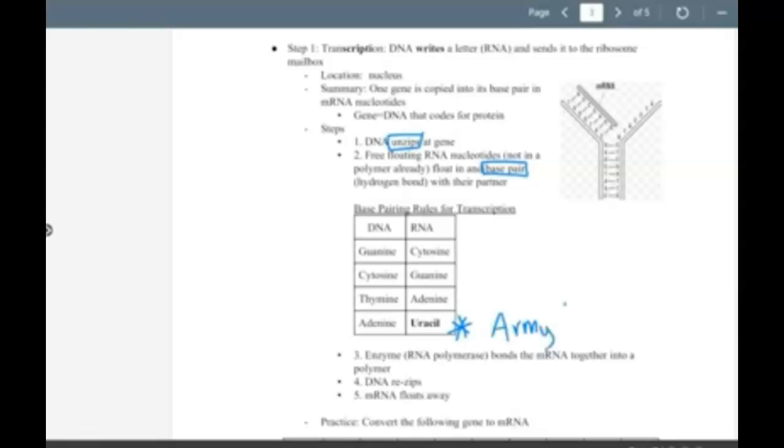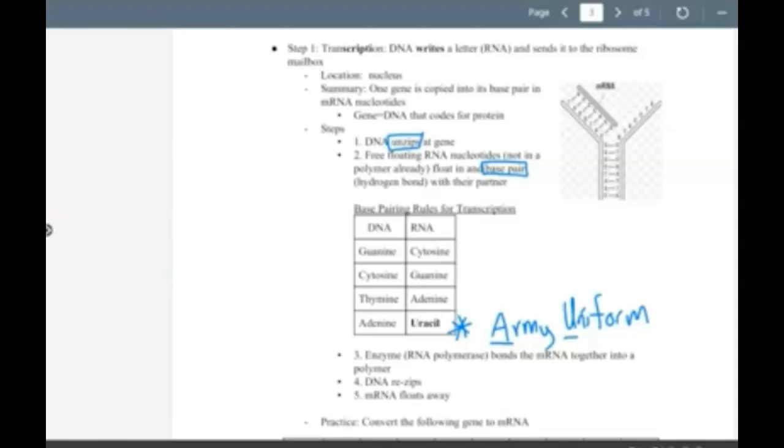I like to remember this as Army uniform. Why? Because it works. A is going to base pair with a different nucleotide called uracil, which we'll abbreviate with a U. So notice on the DNA side, there is a thymine, but on the RNA side, there's no thymine. It's just uracil. So you just have to remember that. It's a little bit tricky. Cards in the garage, yes. Army uniform when it comes to pairing up with that.